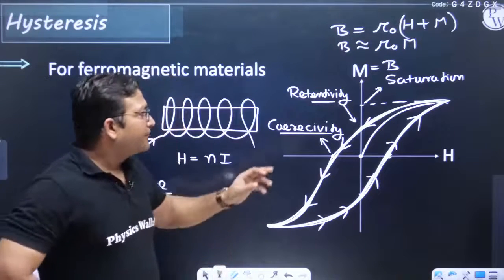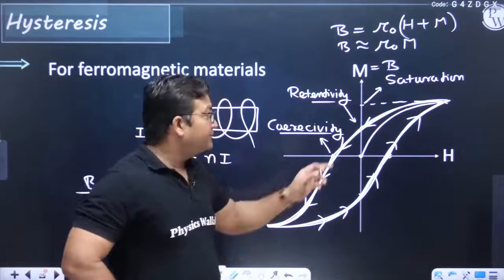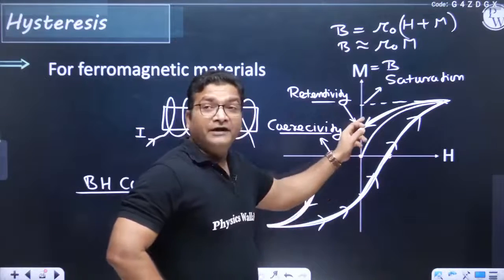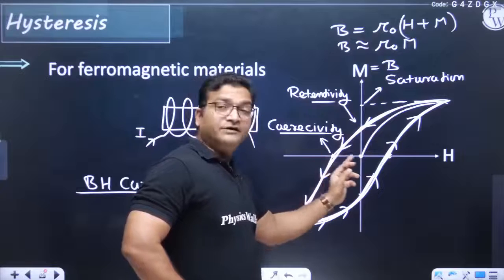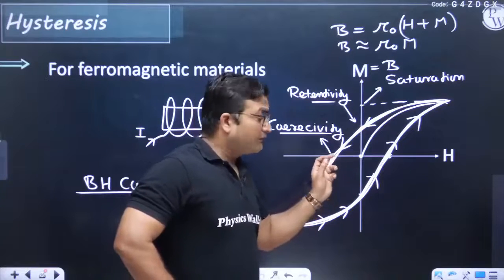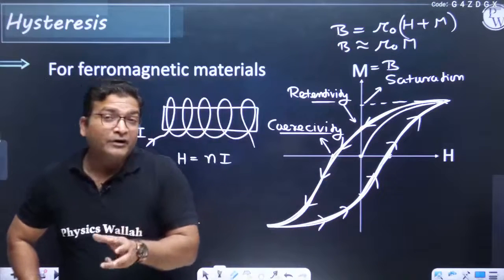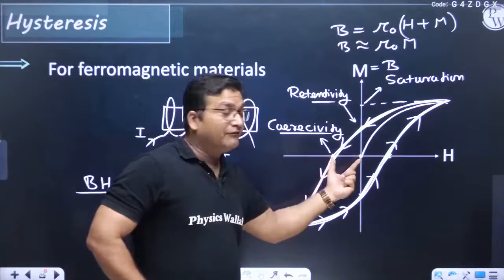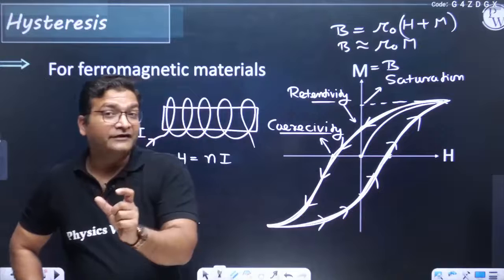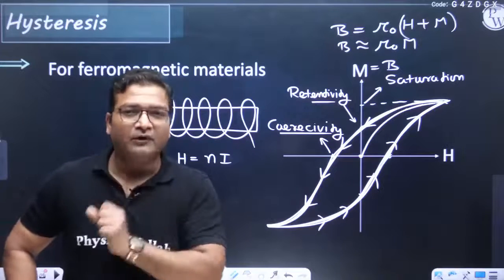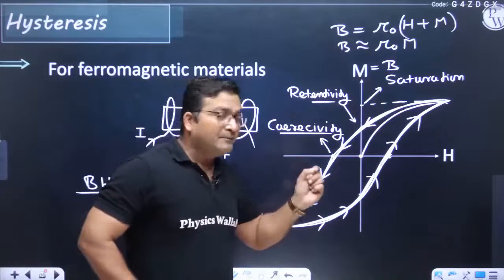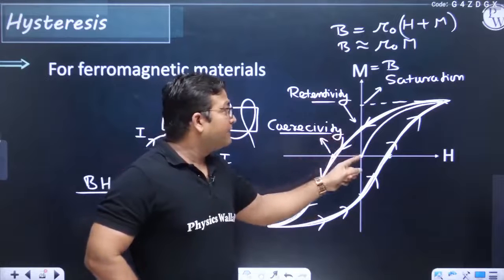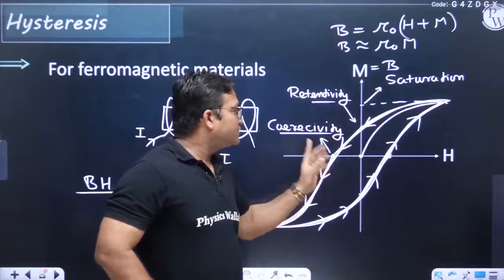So for making permanent magnets, we need larger retentivity and also larger coercivity, because we also want that it cannot be demagnetized very easily. If coercivity is large, it will not be demagnetized very easily or for very small currents. So for making permanent magnets, we must have large retentivity and large coercivity.